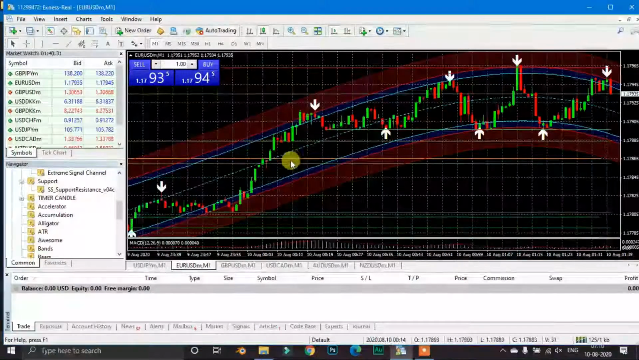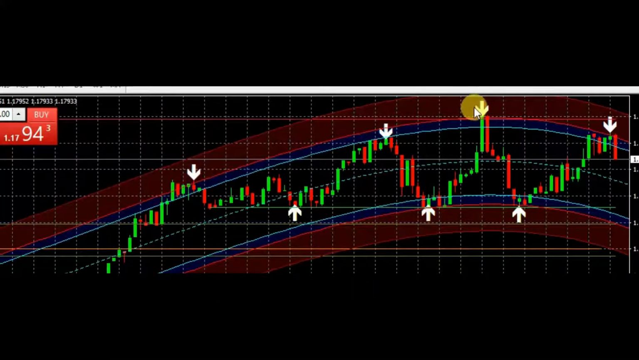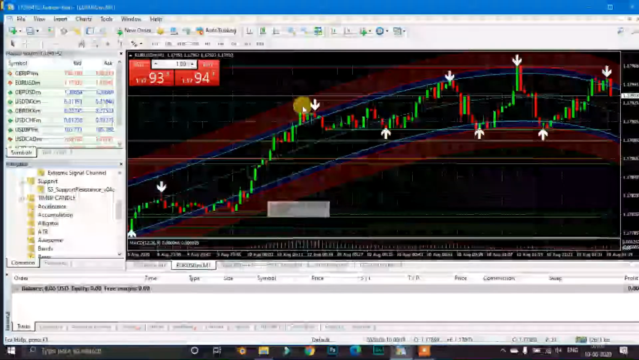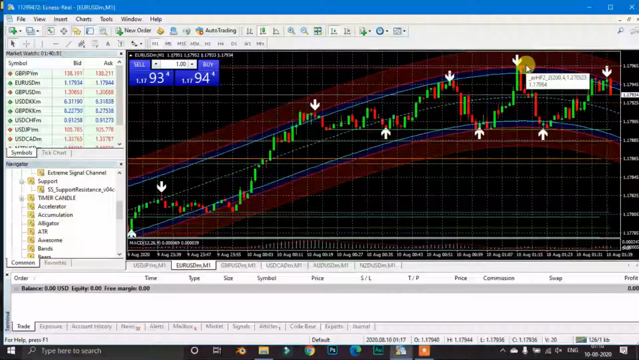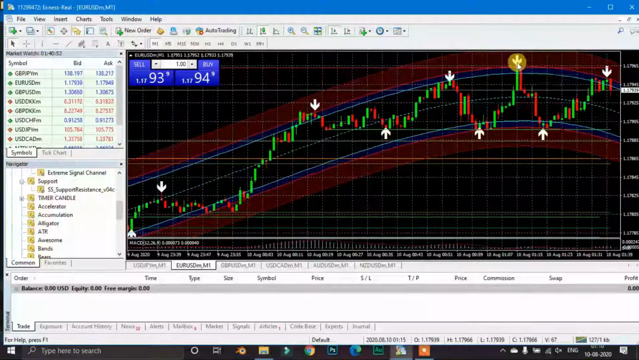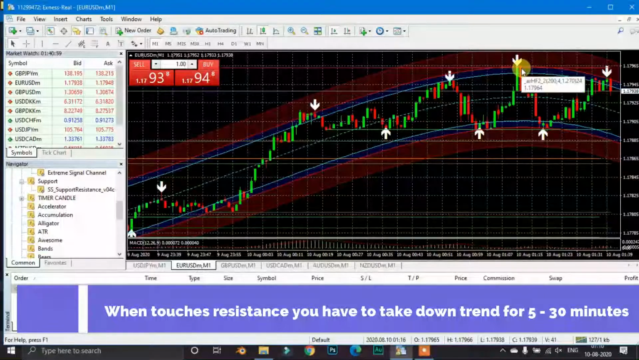Here also there is a resistance, but this is a weak resistance. Here you can see the red line, this is the strong resistance, and all of this is the support line. So here you can see this is the strong resistance line. Here you have gotten the perfect signal, because it touches this line.